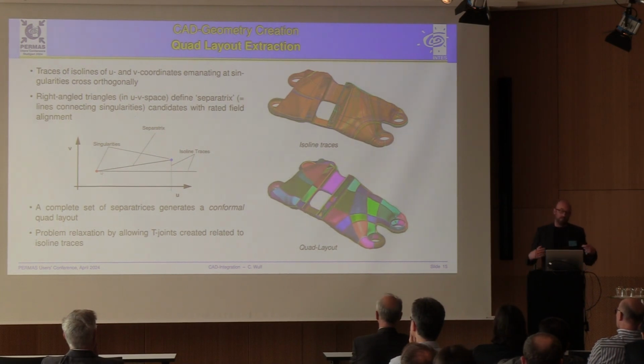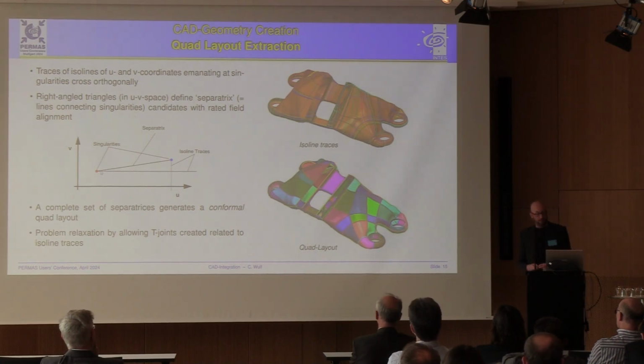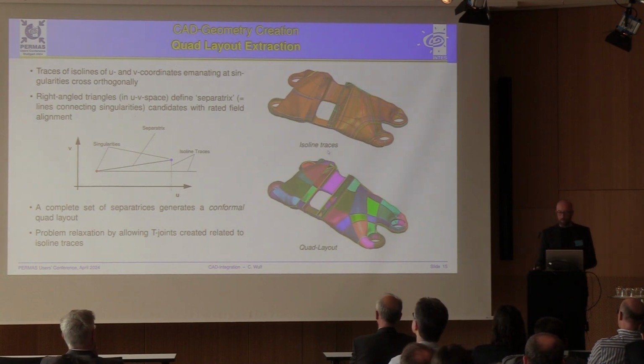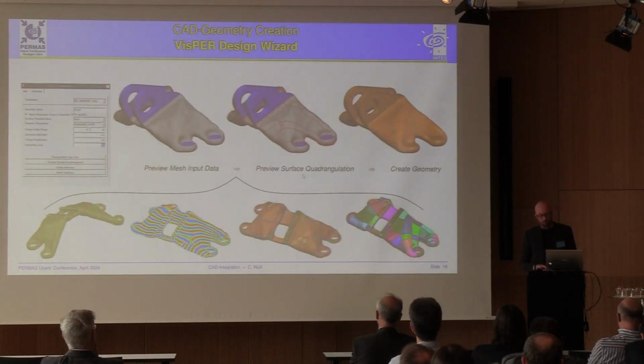We realize this is a bit hard to explain, but it's a kind of optimization that is NP-hard. Don't worry about this. We have an approximate algorithm for this that finds a good solution very quickly. We relax this problem by allowing additional T-joints, and then finally we get the desired quad layout. What sounds maybe very complicated to you at this moment, you don't have to worry about.